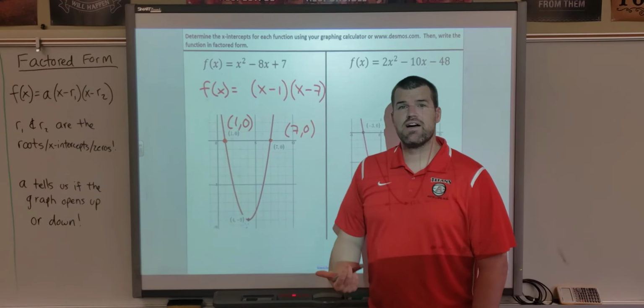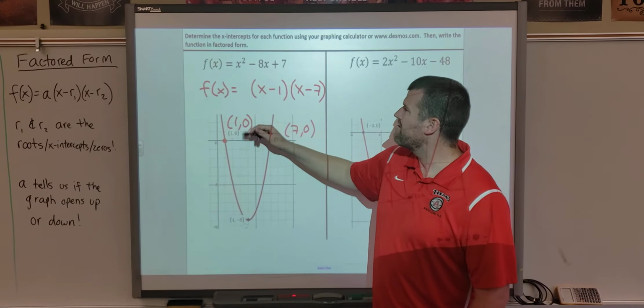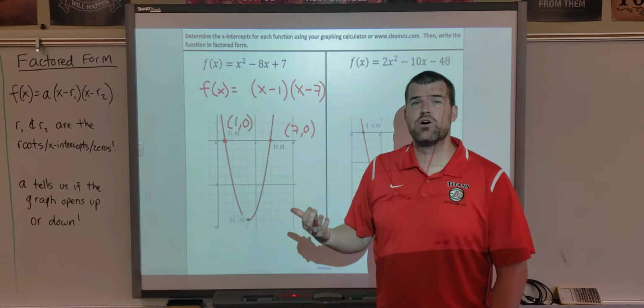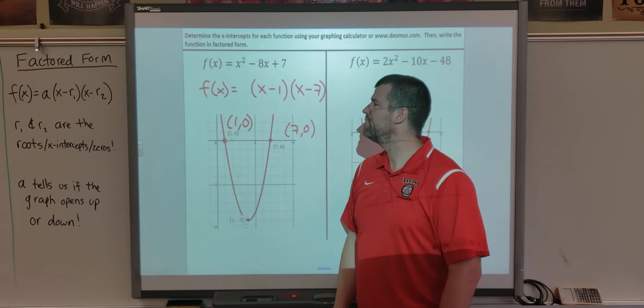And then of course I need to find the a value, which is just a positive 1. So I could put a 1 there, but usually we don't. I'm just going to leave that blank. And this is our factored form for this graph.